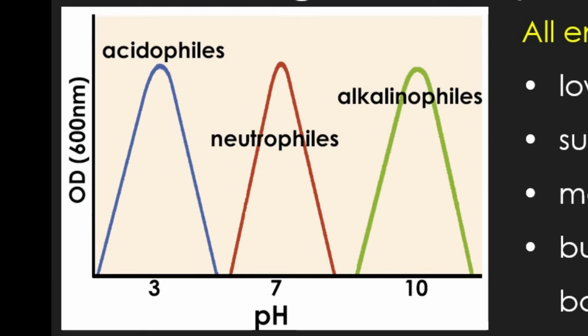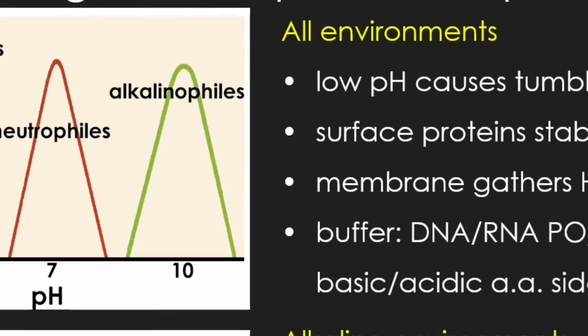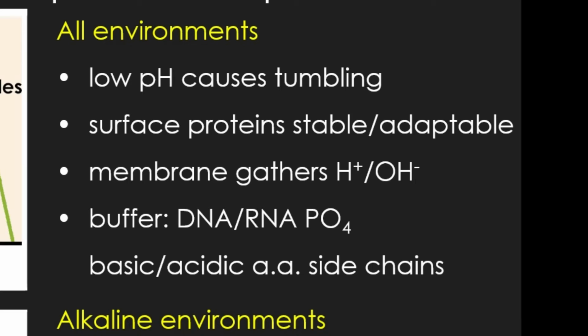Now, regardless of the environment you're talking about, when the pH gets too low for the acidophile or the neutrophile or the alkalinophile, that causes the organism to tumble if they're motile.